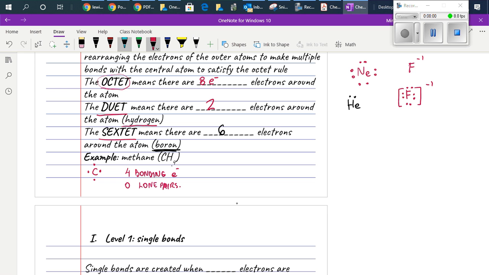And when we take a look at hydrogen, hydrogen has 1 electron in the outer shell, and since it is the exception of the duet, it has 1 bonding electron and 0 lone pairs.